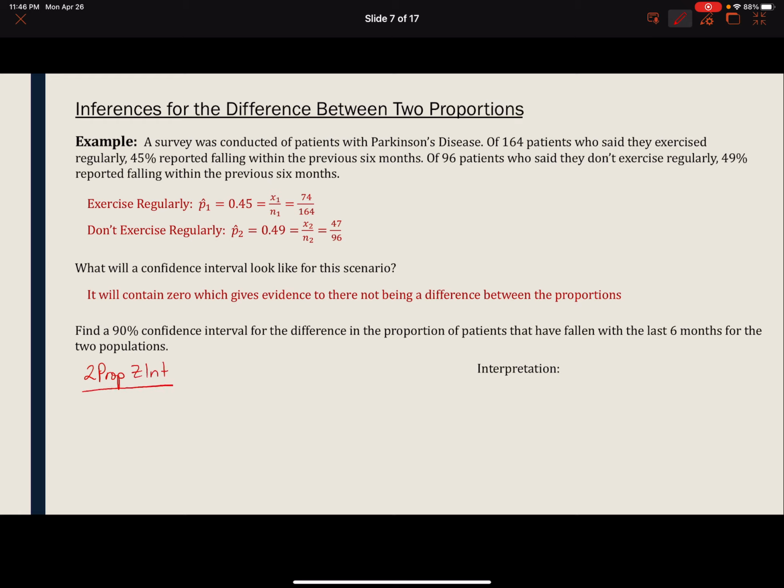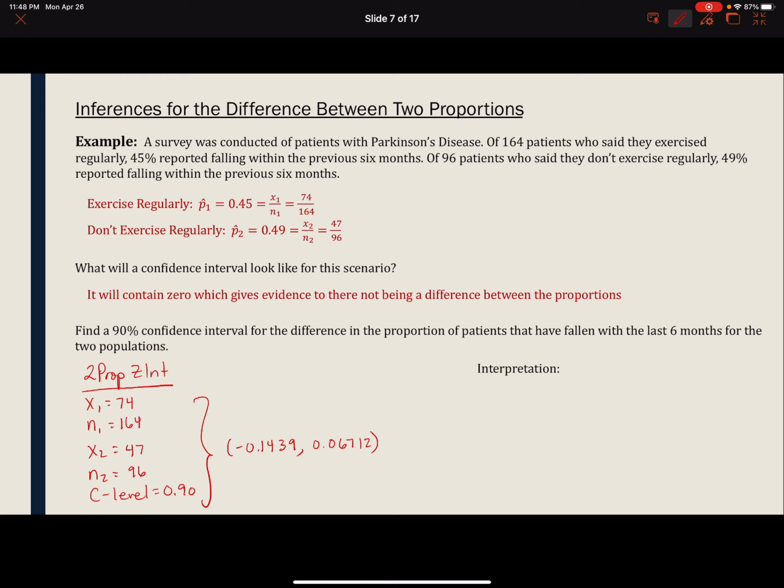And when we find this interval, we get negative 0.1439 to positive 0.06712. So notice that my lower bound is negative and my upper bound is positive, which means that 0 is contained in this interval. And since 0 is in the interval, that means that our interval does not provide evidence of a difference, right? It's very possible that there's absolutely no difference between these population proportions.